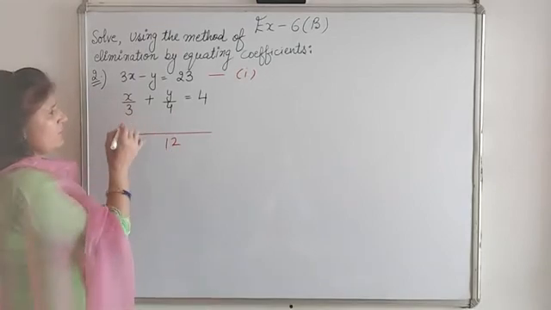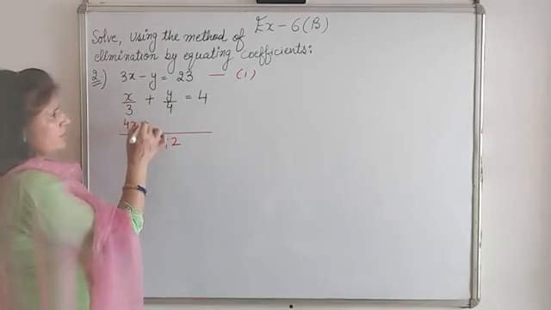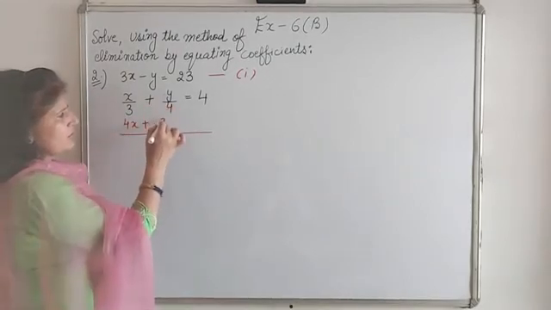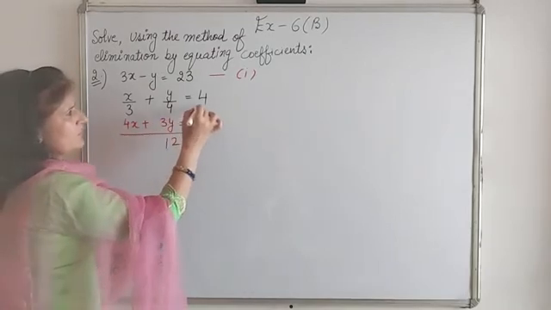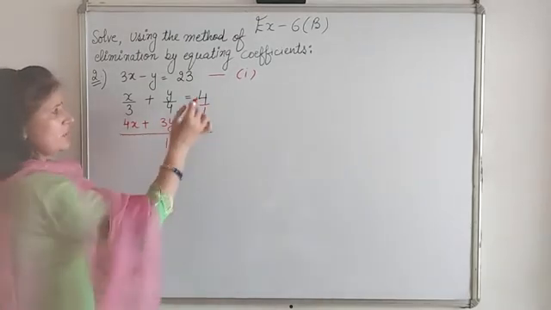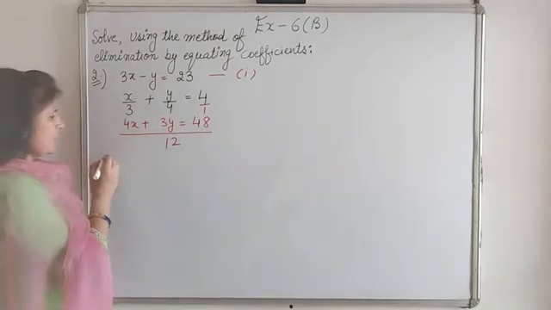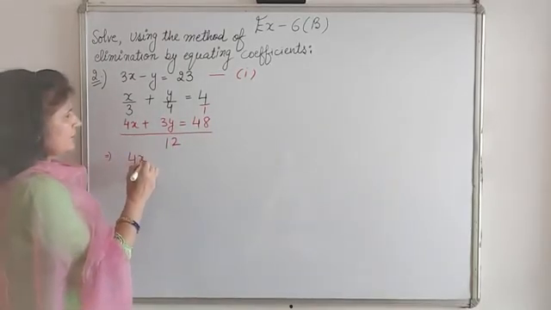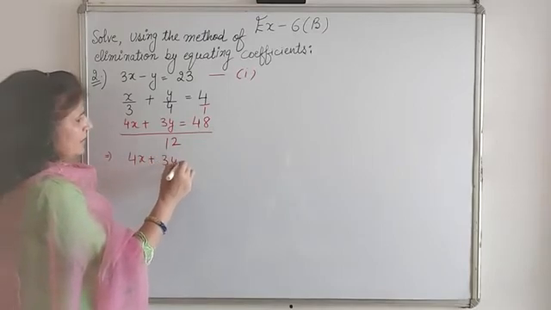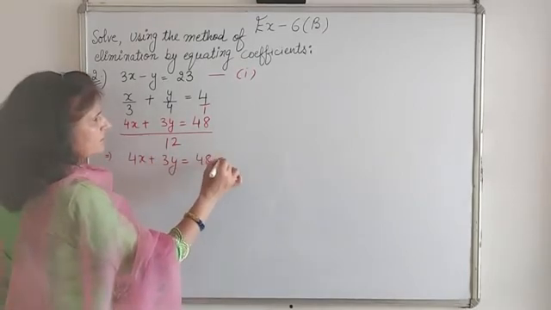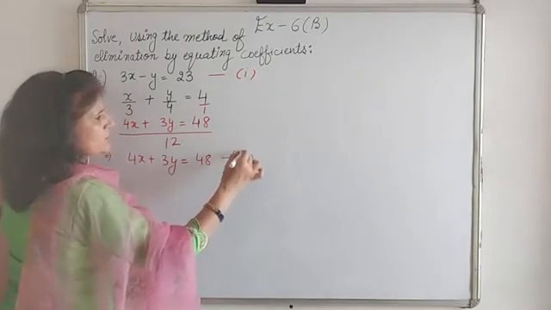3 4s are 12, 4 1s are 4x. 4 3s are 12, 3 1s are 3y is equal to, if you take below 1, then 12 4s are 48. So what is the equation? 4x plus 3y is equal to 48. Means we have here these two equations.